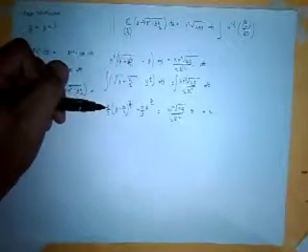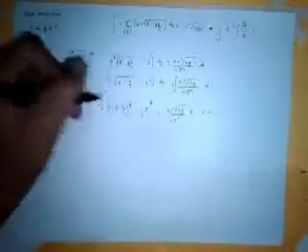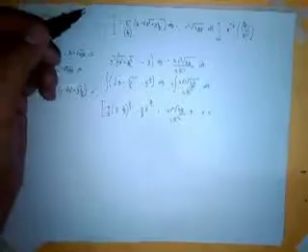Since this has a factor of 2/3, we have to multiply by 3/2. Everything will be multiplied by 3/2.